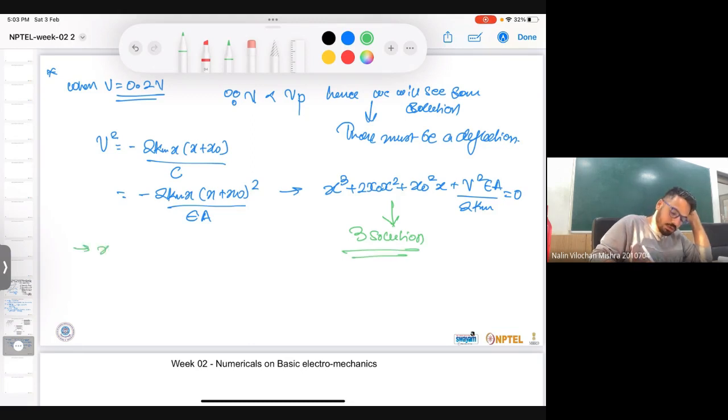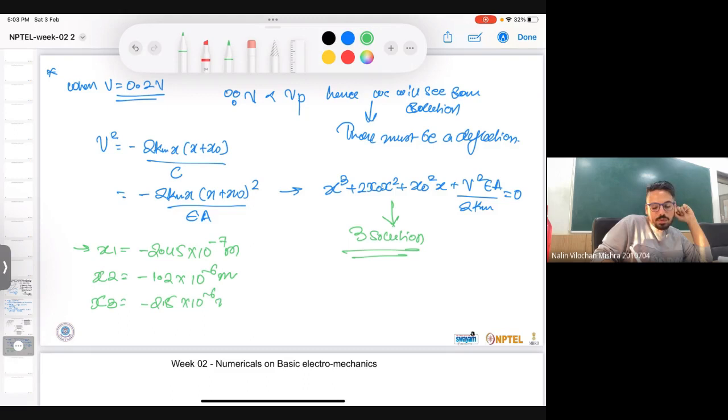The first value is x1 equals minus 2.45 into 10 to the power minus 7 meter. The second solution is minus 1.2 into 10 to the power minus 6 meter. And the third one is minus 2.5 into 10 to the power minus 6 meter.